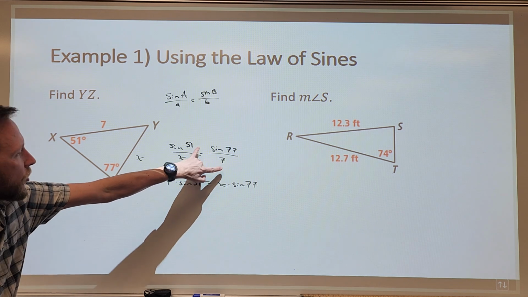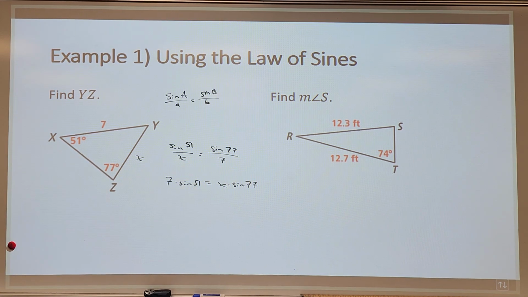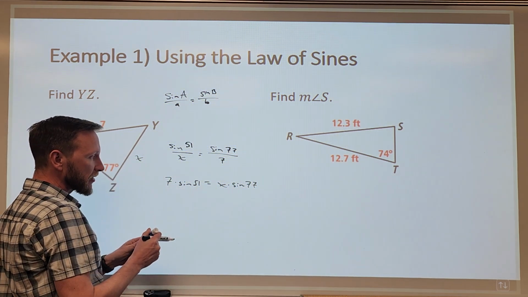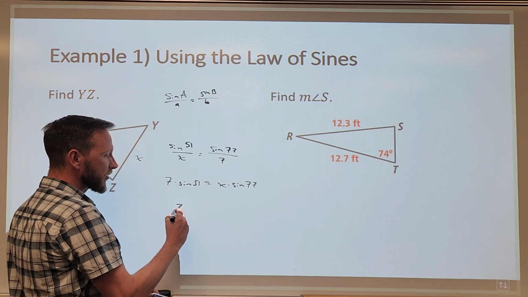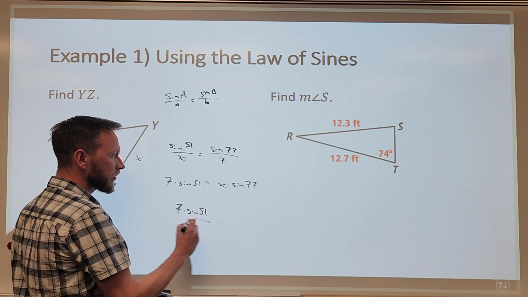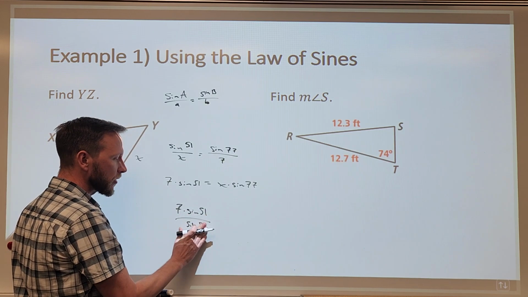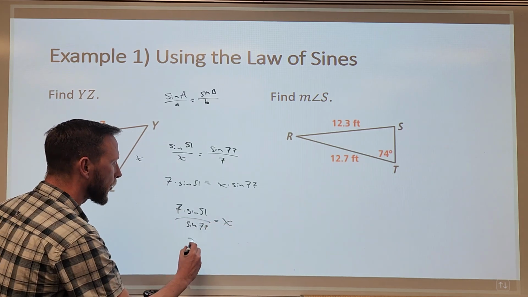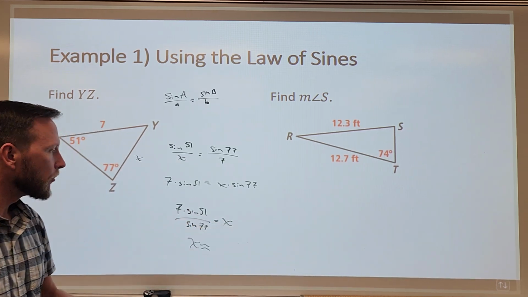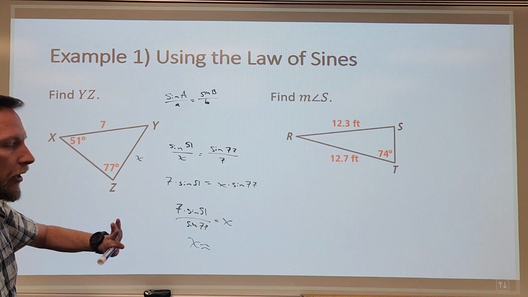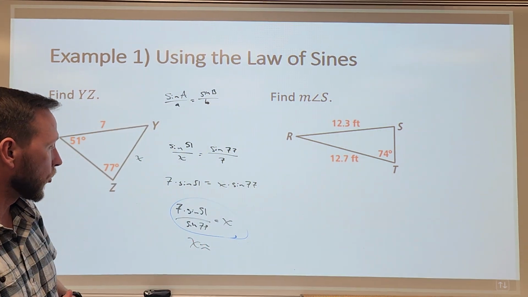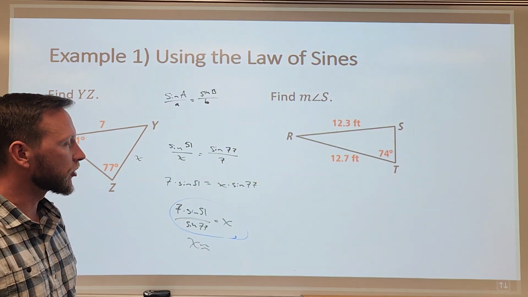All right, so when we do 7 times the sine of 51 and x times the sine of 77, we do that cross product. X is not by itself yet. We have to do this other step of divide both sides by the sine of 77. So we have 7 times the sine of 51 divided by the sine of 77, and that is what x is going to equal. We can approximate what that's going to be in just a little bit. But again, I want us to do algebra and then worry about the calculator later. All right? So we've got that. That's what x equals, and we'll approximate x here in just a moment.